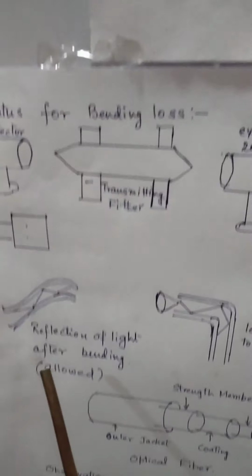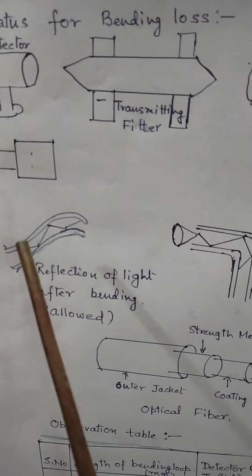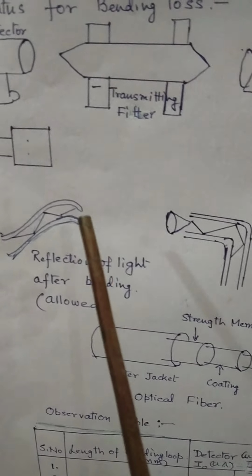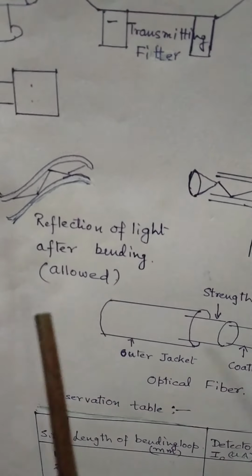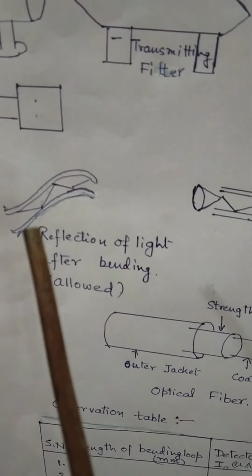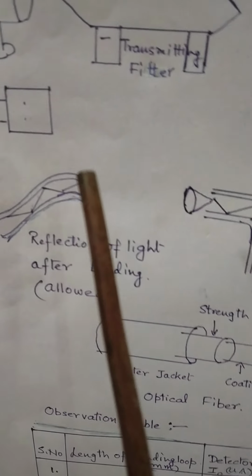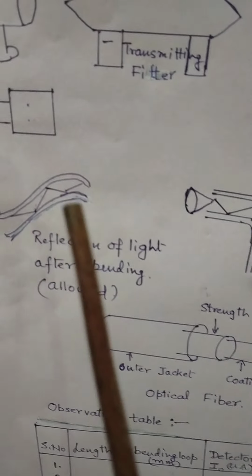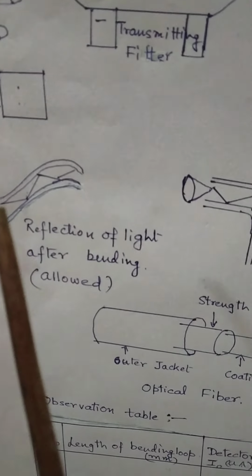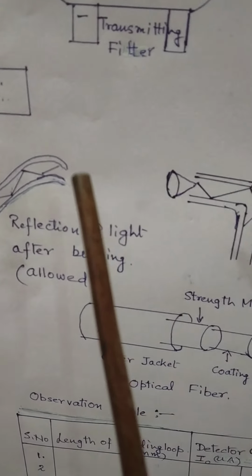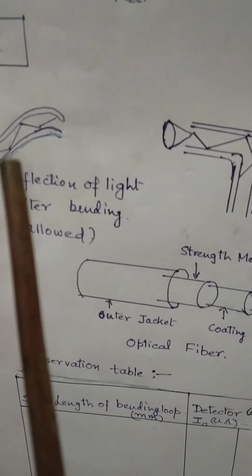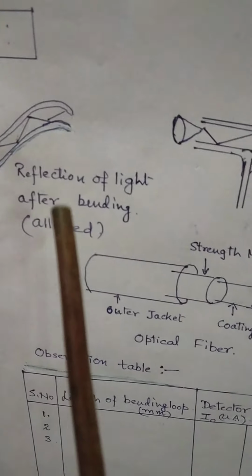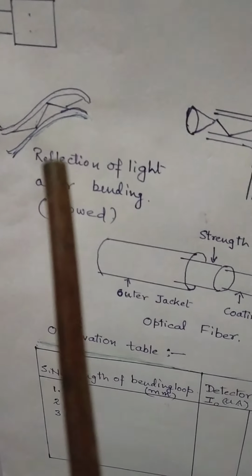Now this is the type of bending. In this bending, you see the curvature of the bend is not too much. So this is allowed. Light is reflected from the walls of the cable inside like this. It goes in this direction and then is reflected, and it comes out. So this is allowed. Some loss is there, but we will get most part of the light.